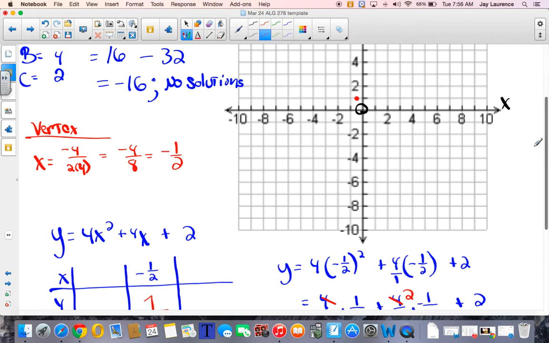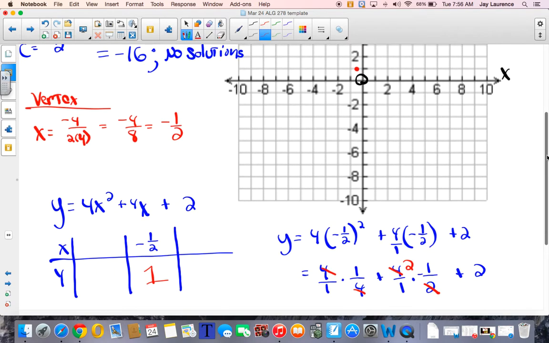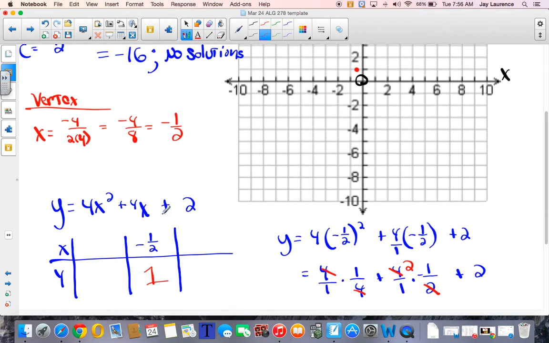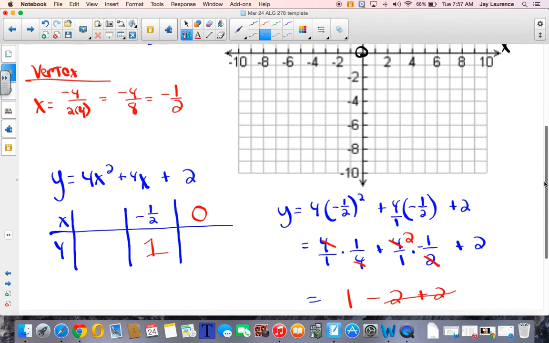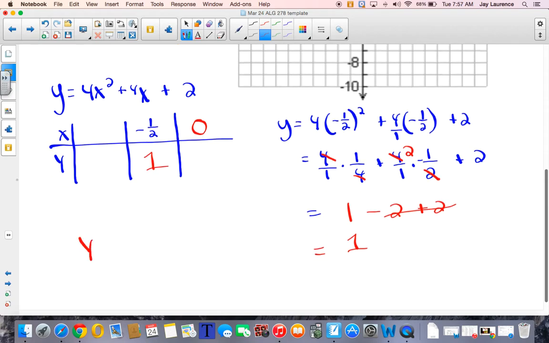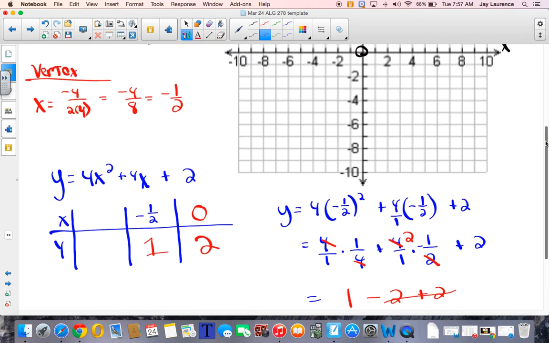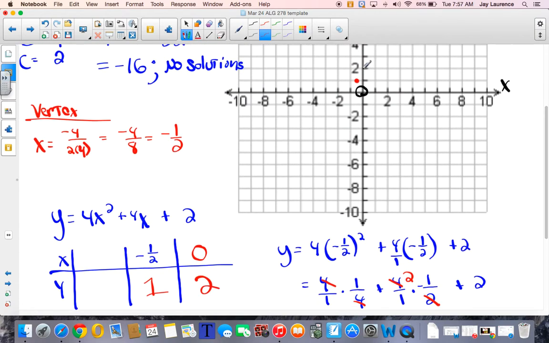Okay, now I know this is going to have to open upward because there are no zeros. So it can't open downward and cross the x-axis in this particular problem. All right, I love to put 0 in for x. So if I put 0 in for x into my table, I'm going to get y equals 0 plus 0 plus 2.